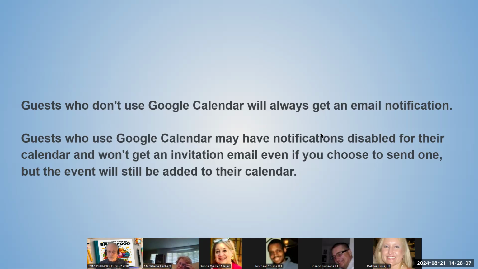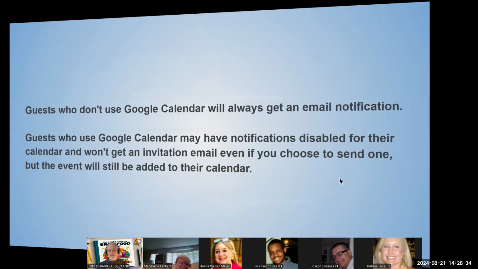So the notifications won't come up telling them about it, but it'll be there. If they look, they can see it. So that compensates for that. So this right here covers everything that a lot of people ask. Well, what if they don't have a calendar? Well, they'll get an email notification. Well, what if they have a calendar and the notifications are disabled? Well, it'll be put on their calendar anyway.